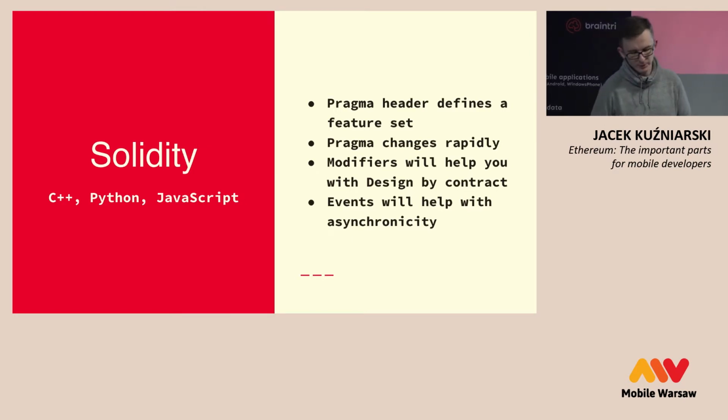And there are modifiers. Modifiers are quite a new thing, and are a great help in clarifying code and driving home the idea of design by contract. And you also have events, which help you with asynchronicity. The asynchronicity is squared in the context of blockchain because you submit a transaction on another thread. This runs at some point in time on different machines, and it may finish at a completely different time.